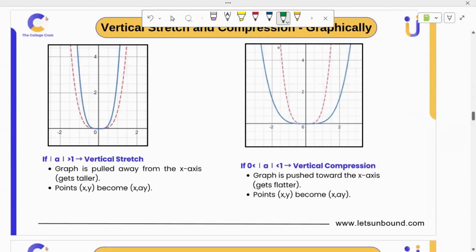Graphically, this will be like this. We use the modulus of a, because sometimes negative 2x square will also come. That negative is a reflection. So negative 2 means two things: a reflection and then a vertical stretch. We are always checking the positive modulus value. If it's greater than 1, it will be pulled away from the x-axis. This is closer, but the blue one is getting away, or you can say it's moving towards the y-axis. If it's between 0 and 1, it's coming closer and closer to the x-axis. It's getting flatter.